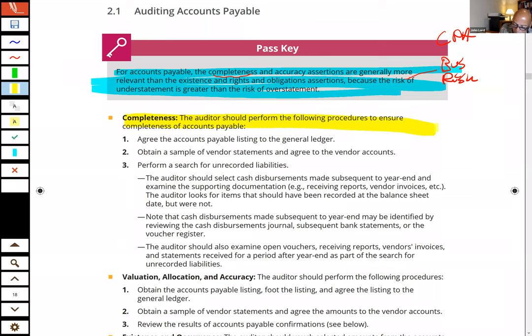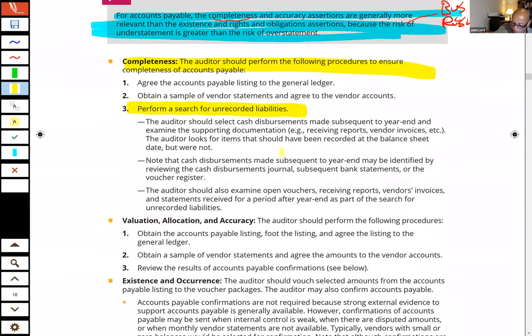And they always say to agree the accounts payable listing with the general ledger, as though that's some sort of genius audit step. If those don't agree, we've got a major problem. I'm not going any further. I'm telling the client, I don't know what you're doing here. Your subsidiary ledger and your general ledger don't match. What's going on?